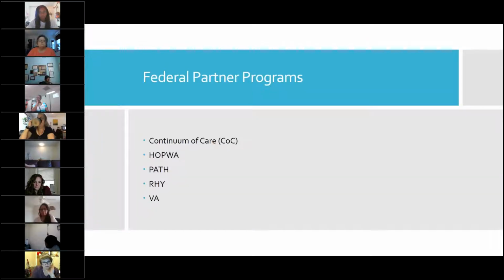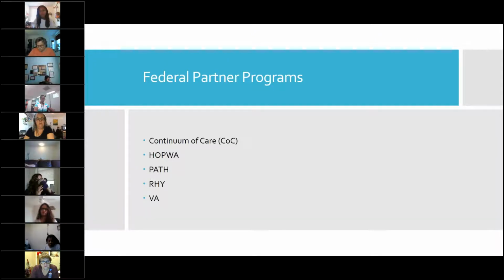Next, we'll talk about the federal partner program data element changes. To meet the requirements for federally funded programs using HMIS, additional elements are required for different funding sources. These elements may change over time during a specific project stay or during a client's overall homelessness. The new data standard changes affect 4 of the 5 federal partner programs, including COC, HAPWA, which is Housing Opportunities for Persons with AIDS, RHY, which is Runaway and Homeless Youth, and VA, Veterans Affairs.